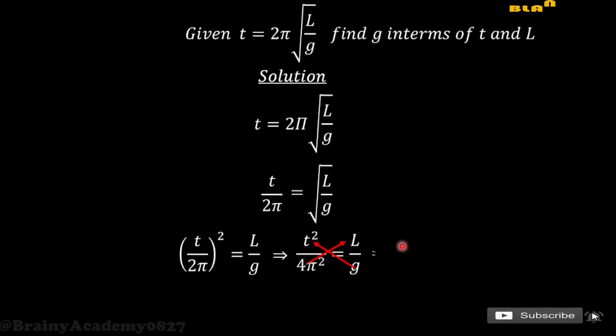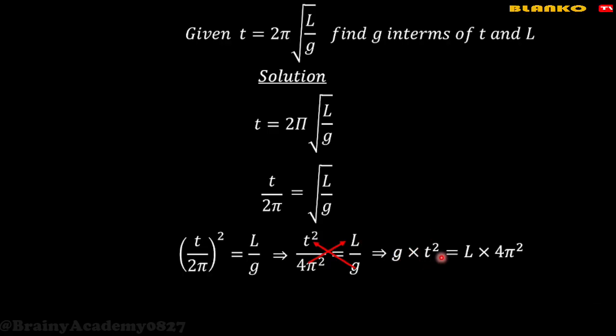I hope you are following it. So we have g times T squared equals L times 4 pi squared. We want to make g the subject, right? So let's divide both sides by T squared. So g is equal to what? L times 4 pi squared over T squared. I hope you understand. Alright, so let's move on to the fifth example.